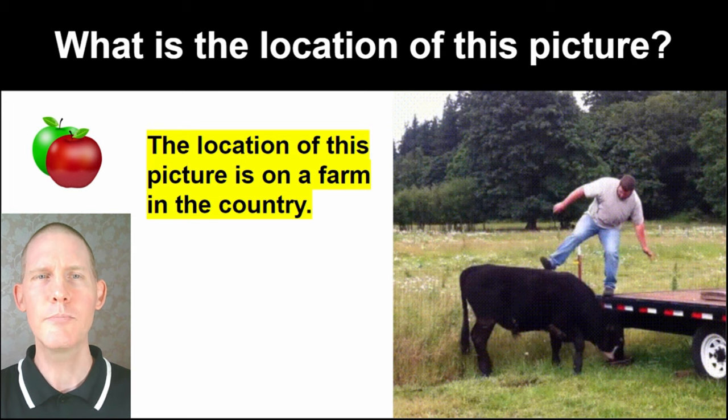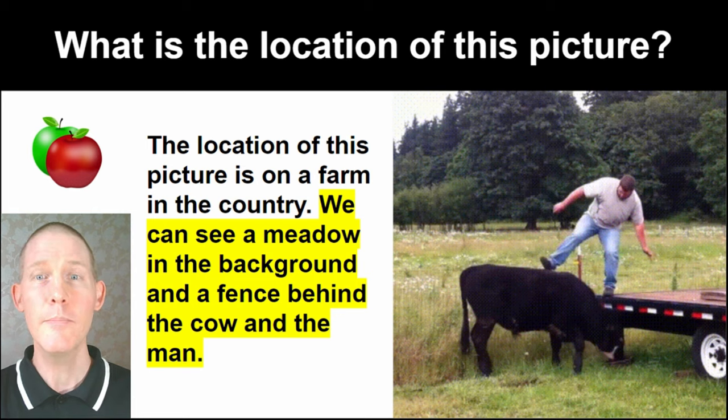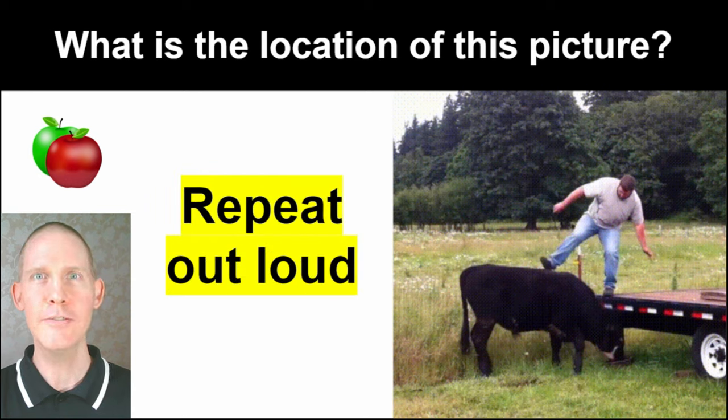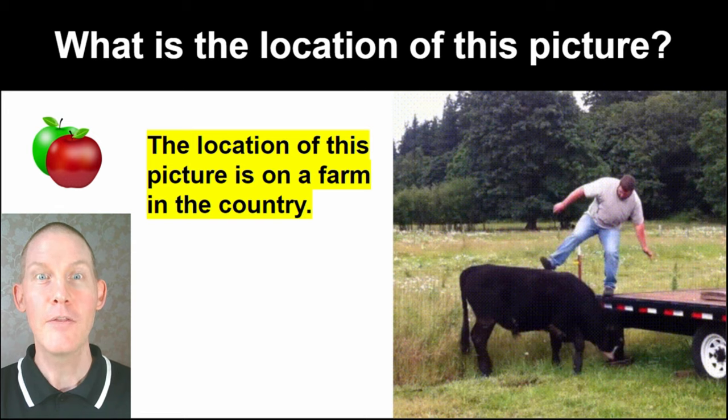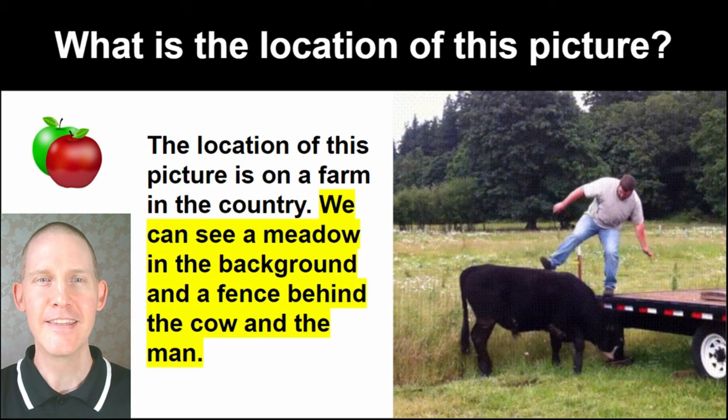The location of this picture is on a farm in the country. We can see a meadow in the background and a fence behind the cow and the man. All right, let's do pronunciation. Repeat out loud. I will pause so you have time to speak. Let's do it. The location of this picture is on a farm in the country. We can see a meadow in the background and a fence behind the cow and the man.